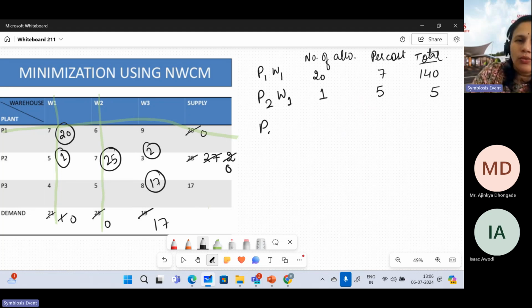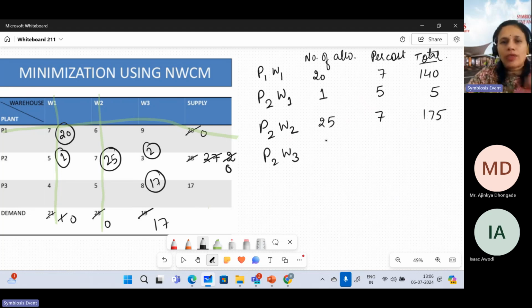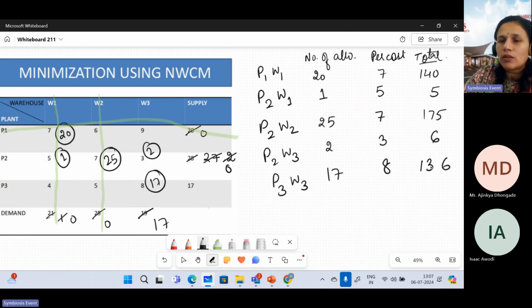Third is P2 to W2, right? Number of allocations I made is 25. Be careful, I'm writing allocations in circle and the given value is my cost, right? So I got 175. Then we have P2 W3. Number of allocations 2. Per unit cost 3. Total cost 6. P3 W3. Number of allocations 17. Per unit cost is 8. So total is 6, 5, 13, 136.